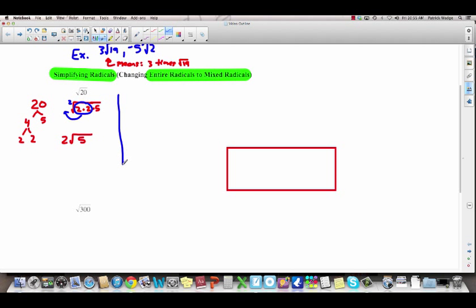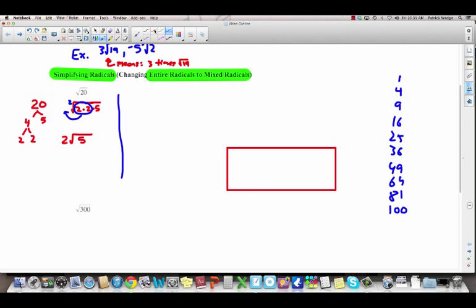This is the way that I like to do it. It's a little bit faster, but it does rely on you more or less memorizing that list of perfect squares. So I'll write them over here, the perfect squares: 1, 4, 9, 16, 25, 36, 49, 64, 81, 100, and it keeps going.